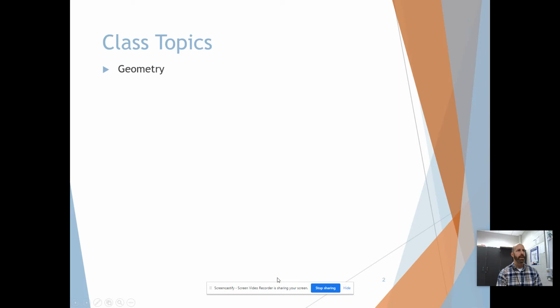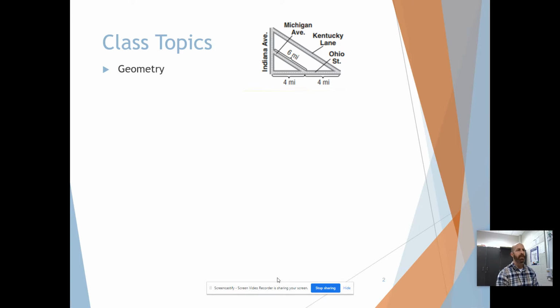So our class topics this week in geometry, we are looking at proportions and similar figures, and we can use some of those concepts to find lengths of things indirectly. So for example, here we've got some streets like Indiana Avenue, Michigan Avenue, Kentucky Avenue, Ohio Street here in Indianapolis, and we can see that the distance between some of the streets is 4 miles, and then that hypotenuse, if you will, for Michigan Avenue is 6 miles. So we might ask ourselves, how long is Kentucky Lane?